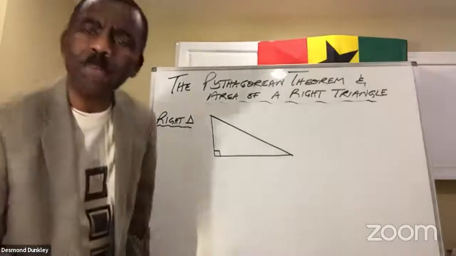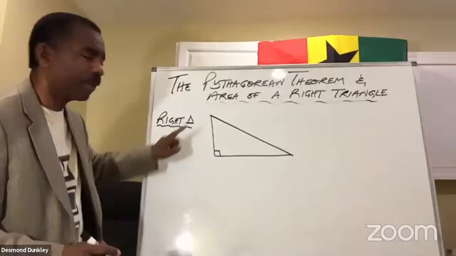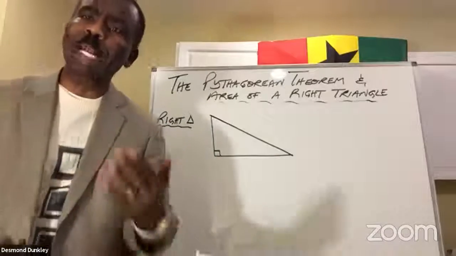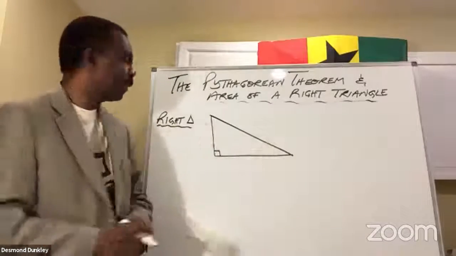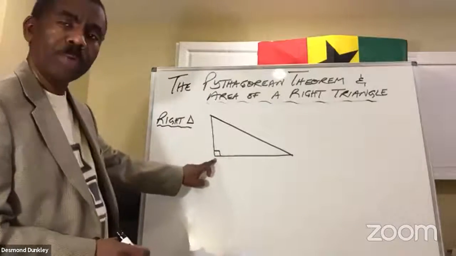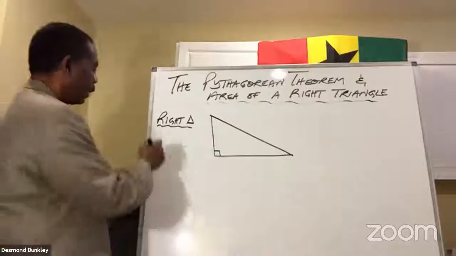So I'm going to take the lazy way out. Whenever you see this symbol, it is an abbreviation for triangle. So you'll see right triangle. Cut down on some of the writing. So this is the 90-degree angle right here.